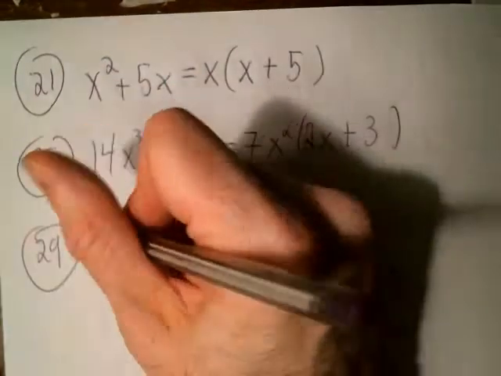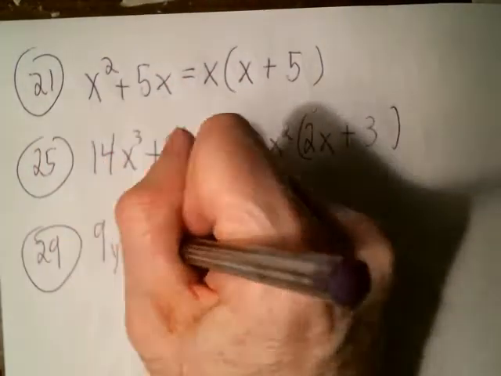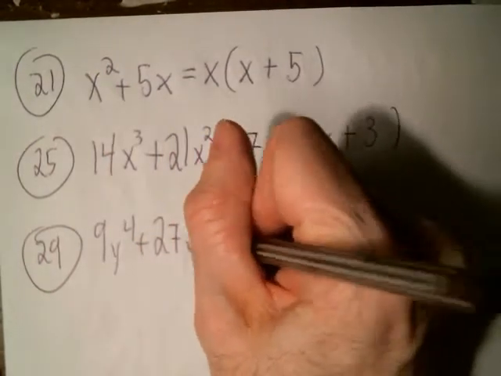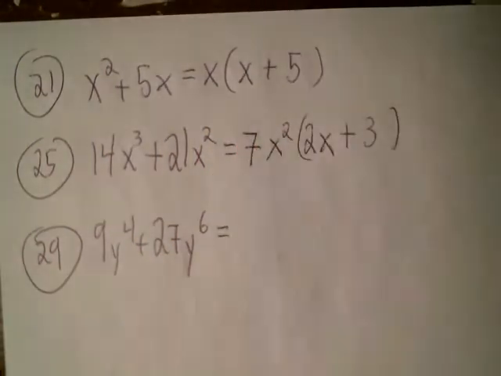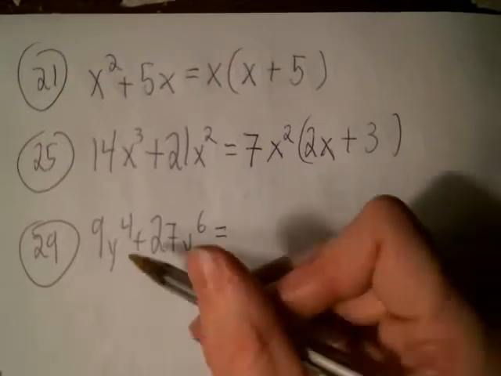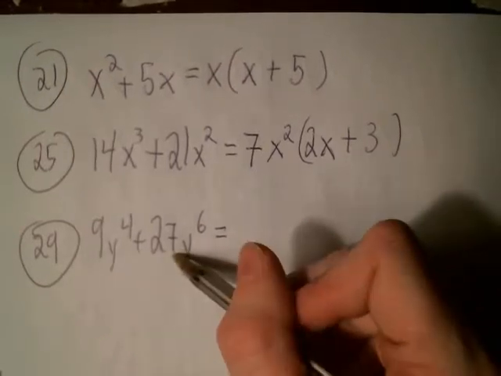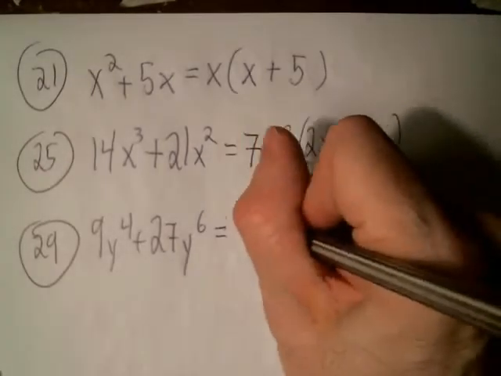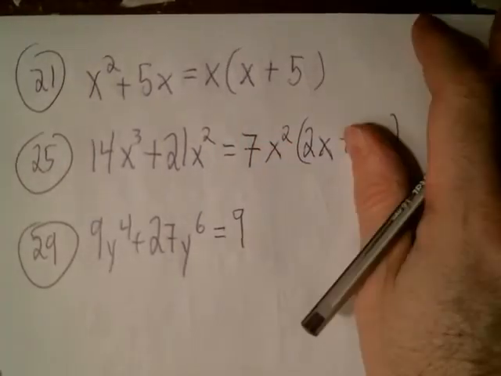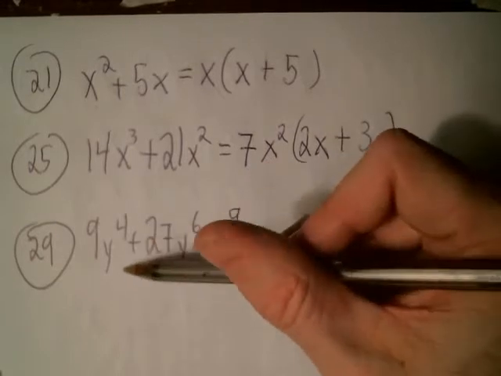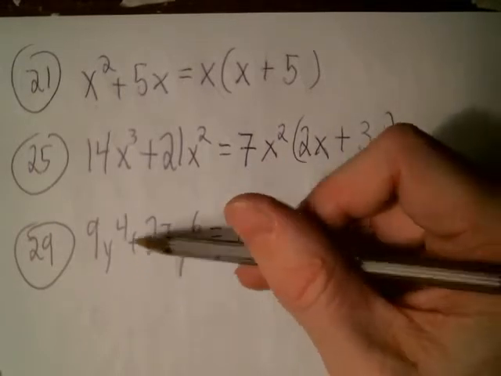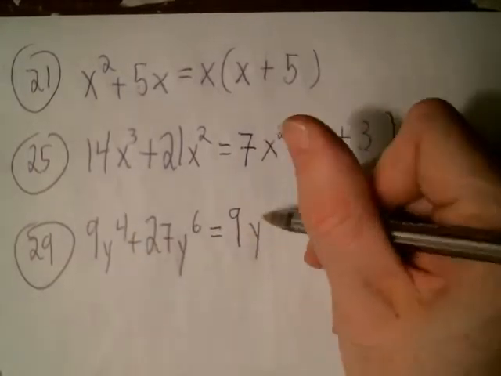29. So I have 9y to the 4th plus 27y to the 6th. Okay, it looks like 9 will divide both of these numbers. So the constant part of the GCF is 9. And then the biggest variable term that will go into both is y to the 4th.